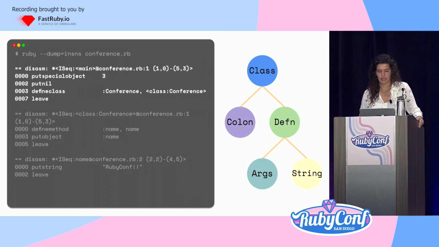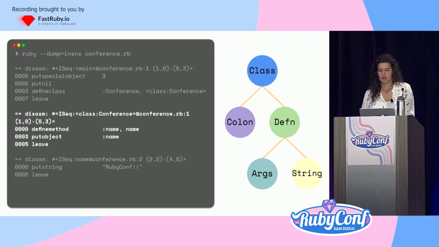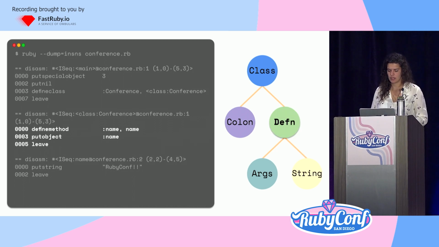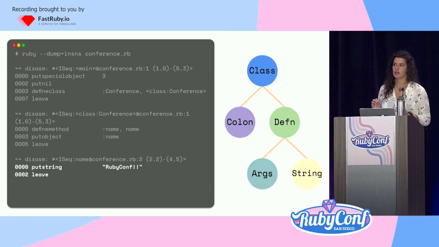Block by block, we can see this first block is our class block. We can see the define class Conference within that block. This second block here we can see is defining the methods within our class Conference. We can see it has this define method, it's putting the name object. And the third block within here is the contents of the method itself, which is this put string RubyConf. And I want to actually zoom way into the method to understand popped and what's going on, and why it's potentially interesting or why I think it's important to us.